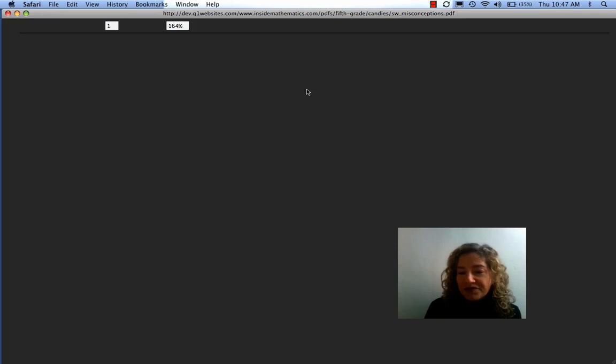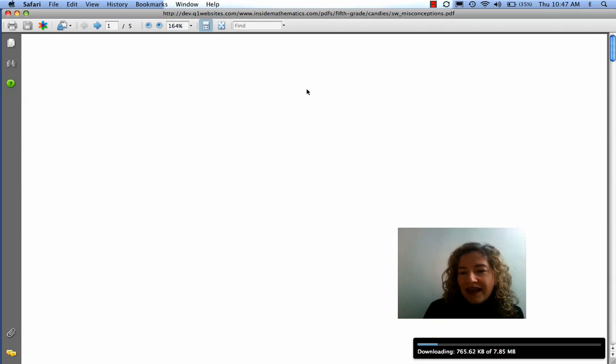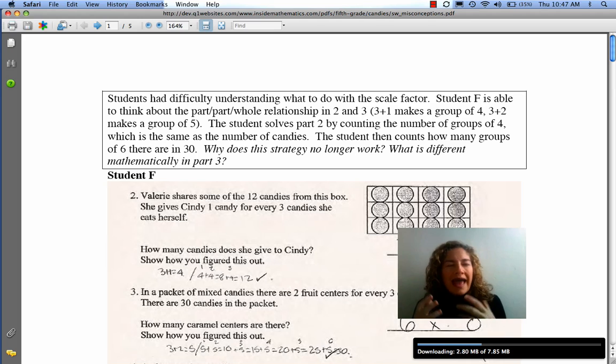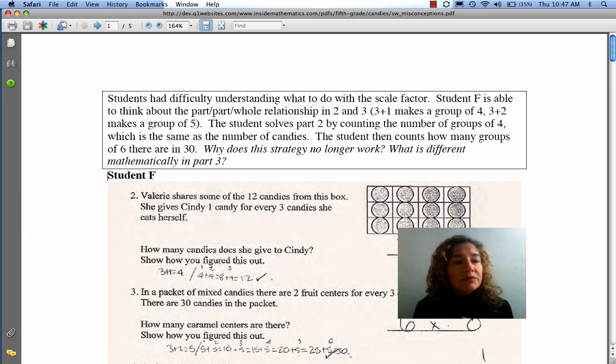These misconceptions are, again, a more in-depth tour of what happens when kids have difficulty understanding this. So, in one case, students had difficulty understanding what to do with the scale factor. Student F, whose work is here, is able to think about part to whole relationship in 2 and 3. And this student solves part 2 by counting the number of groups of 4, which is the same as the number of candies. And then the student counts how many groups of 6 there are in 30.